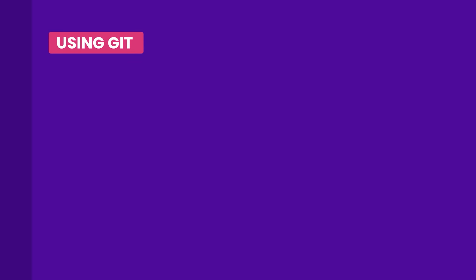Let's talk about various ways to use Git. We can use Git on the command line. So we open a terminal or command prompt window to execute Git commands. This is the fastest and sometimes the easiest way to get the job done. That's why a lot of people use the command line.